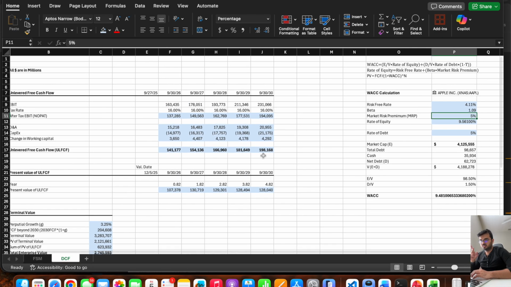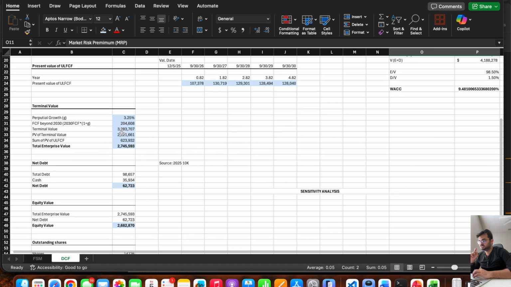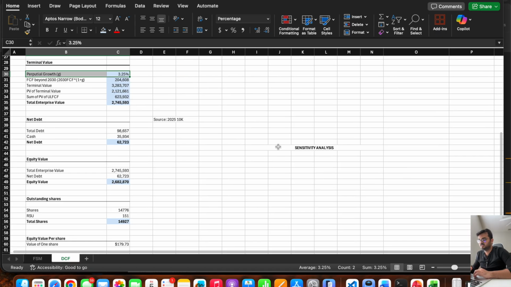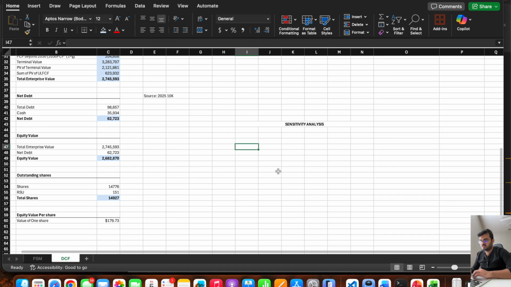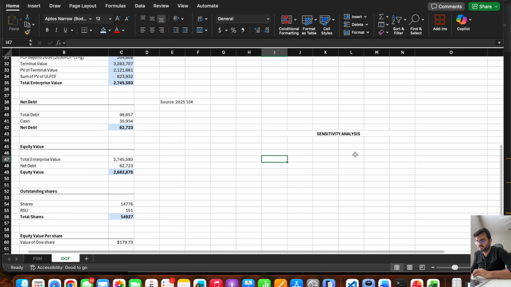So I will take two variables. One is the market risk premium and another one is the perpetual growth rate or the terminal growth rate, and do the sensitivity analysis. Maybe you could pick any two other values and do the sensitivity analysis, but the procedure will be the same. I will start doing that.